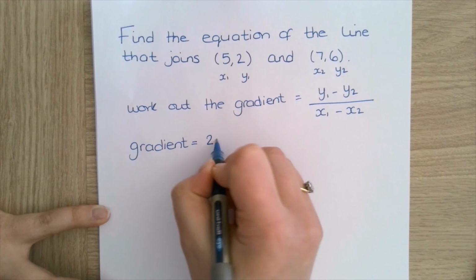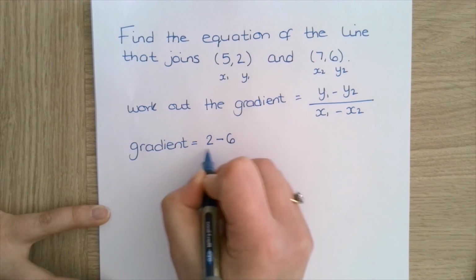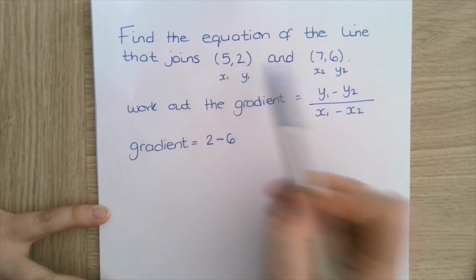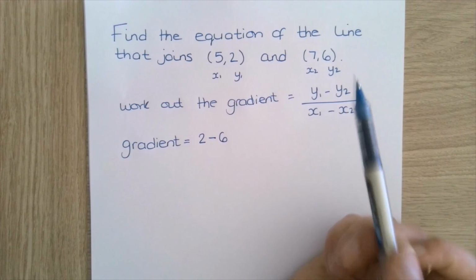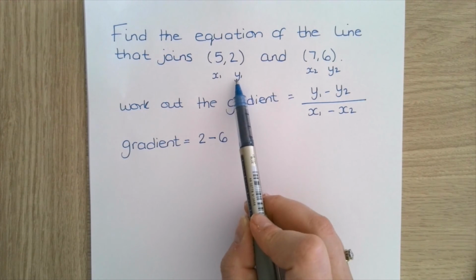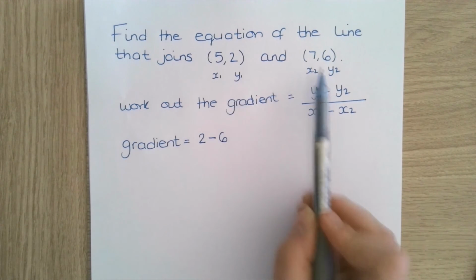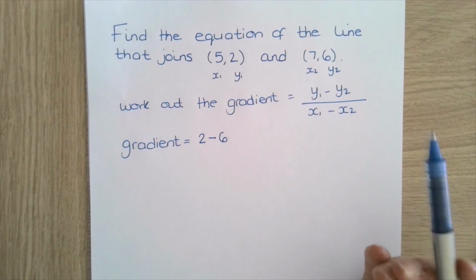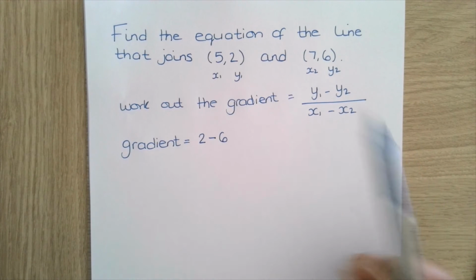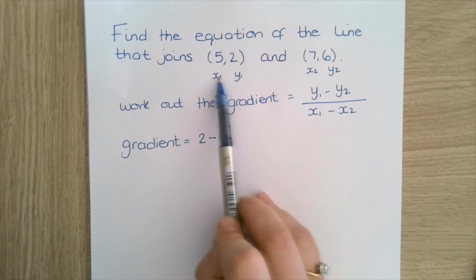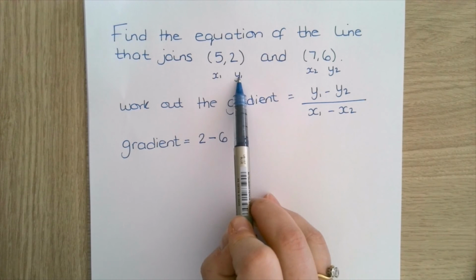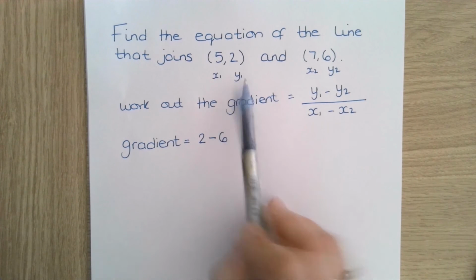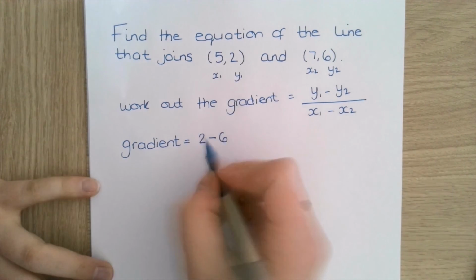So 2 minus 6. Again, it doesn't matter if you want to label them the other way round. If you want to call this one x2 and y2, because these are bigger numbers, so you want to start with those and then subtract the smaller numbers, that's absolutely fine, as long as they both have the same little number, like x1, y1 or x2, y2. That's absolutely fine, it doesn't matter.